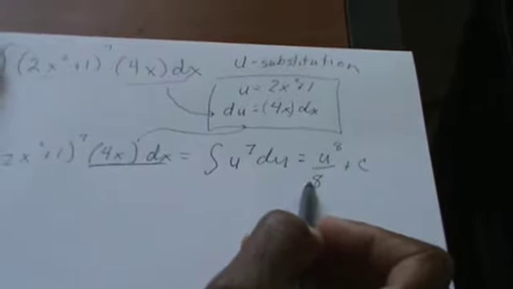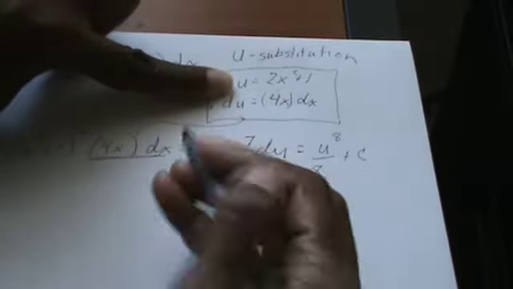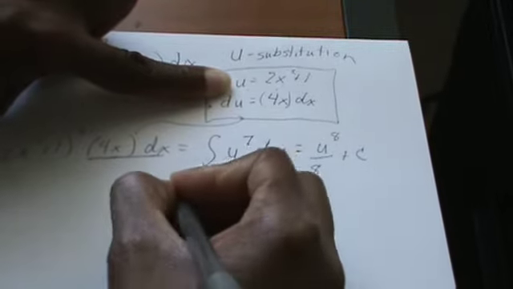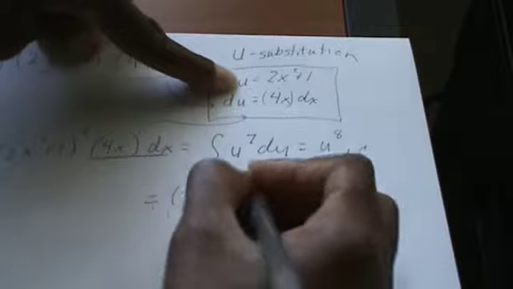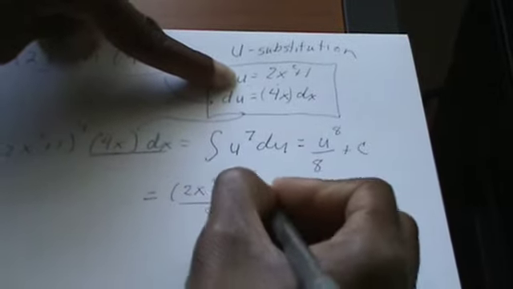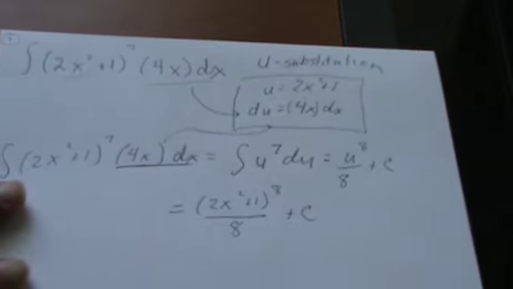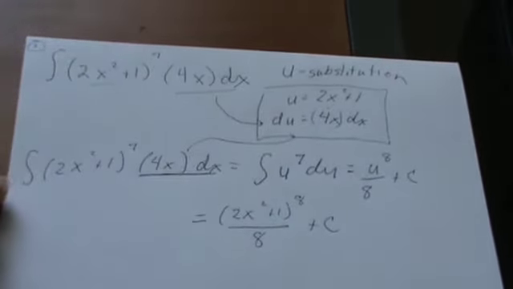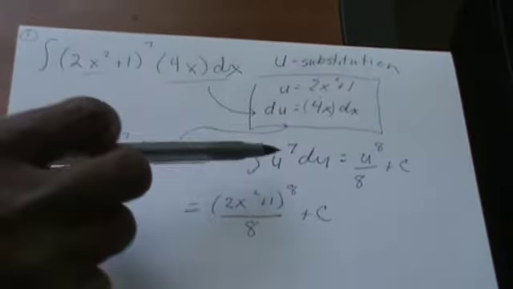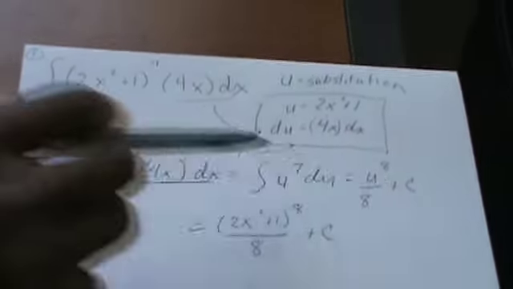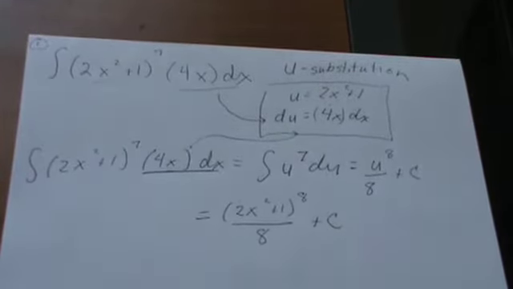The last thing that you want to do is to go back and make your substitution. Okay, so your final answer should be 2x squared plus 1 to the 8th power all over 8 plus c. And that's it, right? So you'll notice what's occurring is I started off with x's. It ended up being too complicated. I converted everything to u's. I made my antiderivative, and then I went back to the x's. All right, let's try another one.